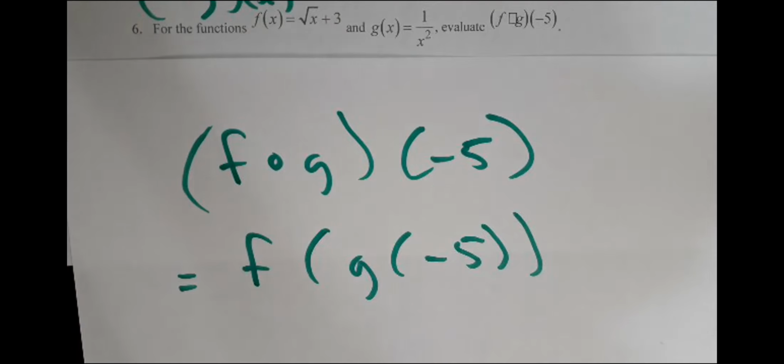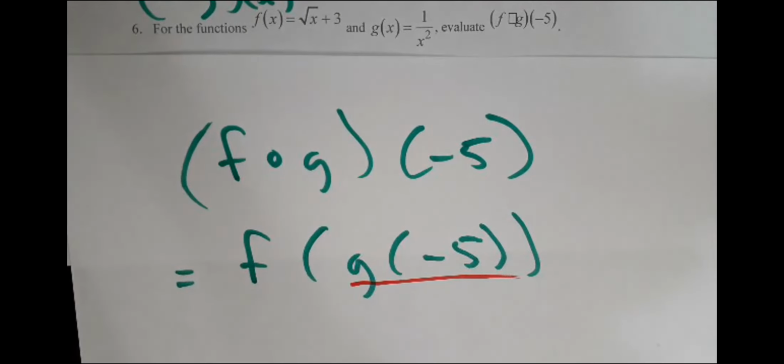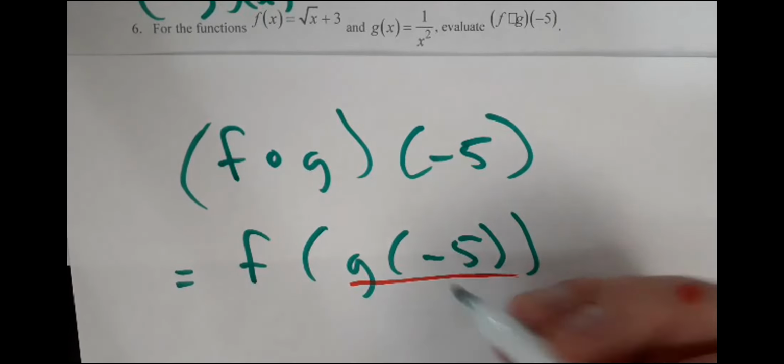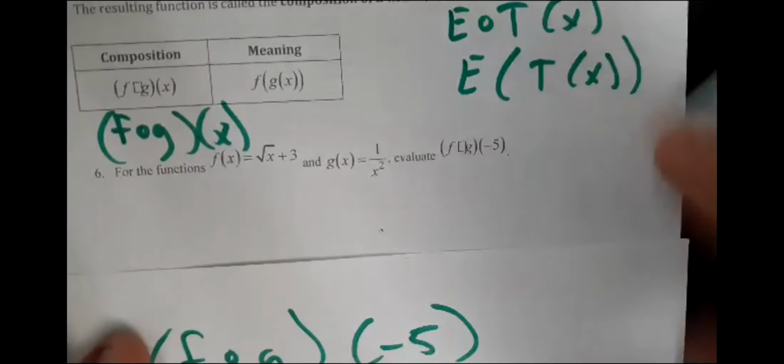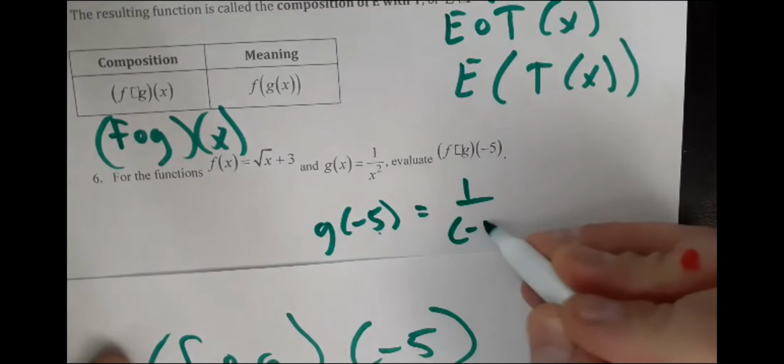Here's my red. I want to look on the inside out. So I want to start working this inside out. I look on the inside. G of minus 5, that is something I should be able to fill in. Okay, so what is G of minus 5? G of minus 5 looks like I take G and plug a minus 5 into it. Looks like 1 over minus 5 squared.